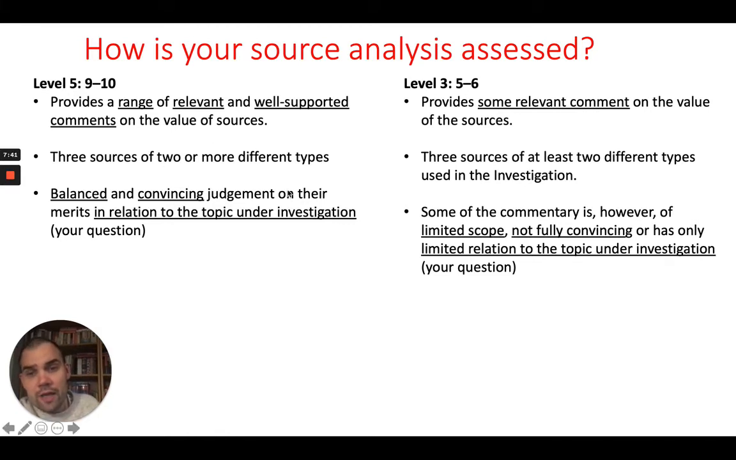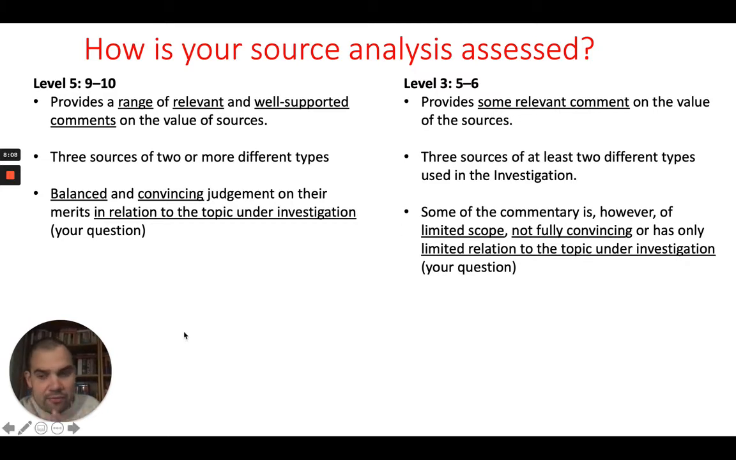Another key thing to note there is that balanced and convincing judgment on their merits in relation to the topic under investigation. Now, what they mean by that is you're not just saying, oh, this source is useful in general, just weighing up the strengths and weaknesses. Oh, this is from a newspaper at the time. Newspapers are useful because they give us an idea about public opinion at the time. Okay, that will get you a few marks. That will be more like level 3.